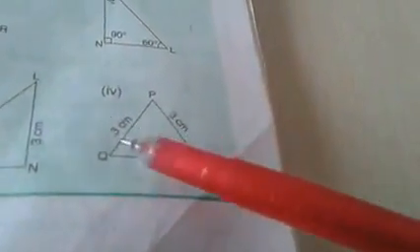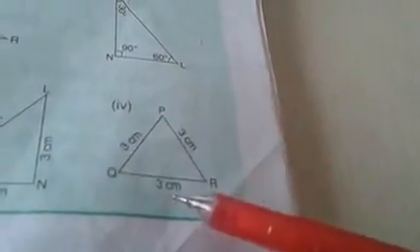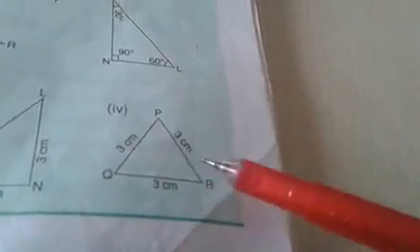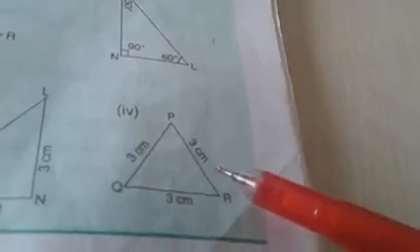Last one you can see 3 centimeter, 3 centimeter, 3 centimeter. You can understand that all the three sides are of similar length or equal length. So this is an equilateral triangle.